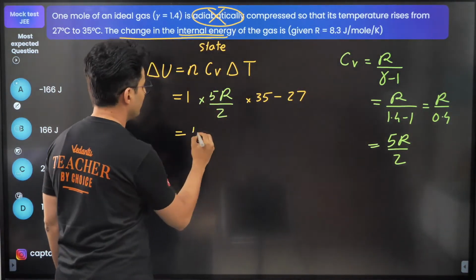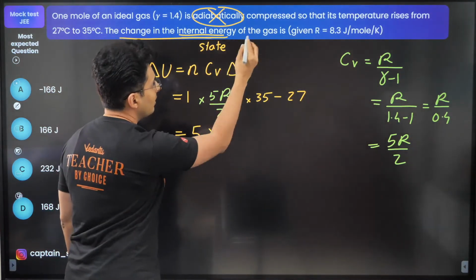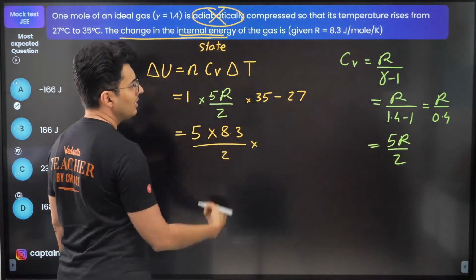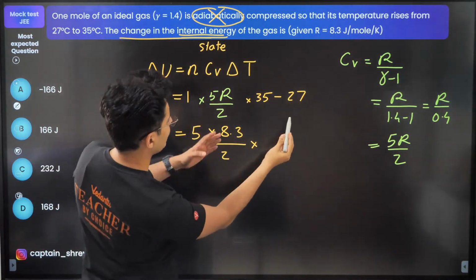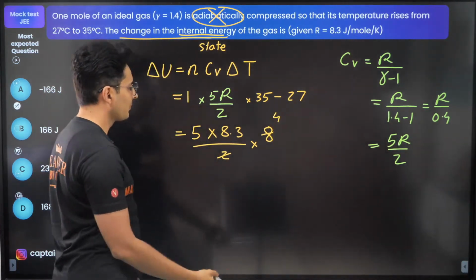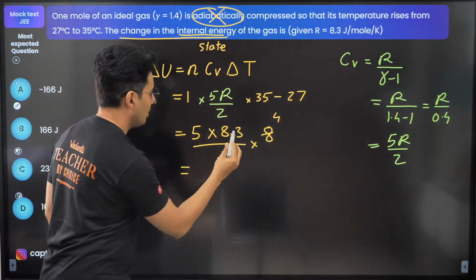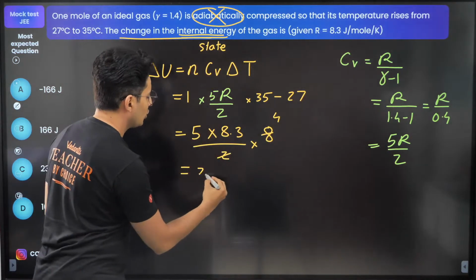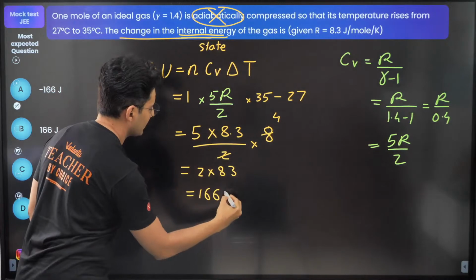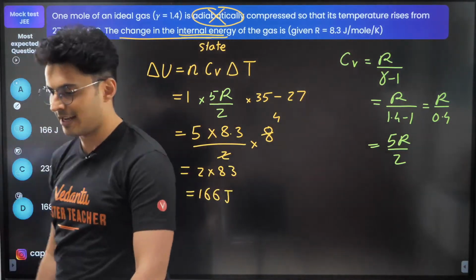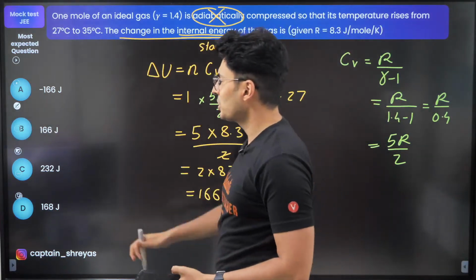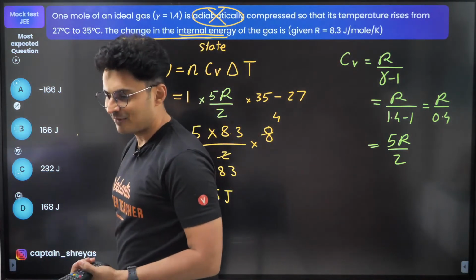Now you just have to substitute the values. So 5 into R, which is 8.3, the whole thing divided by 2, into 35 minus 27. Yep, so this is going to be 8. This will go 4 times. So 4 5s are 20. So 2 into 83, which is 166 joules, of course. That's the answer. Awesome. Option B. There you go. Option B it is, of course. Very good, Anisha.